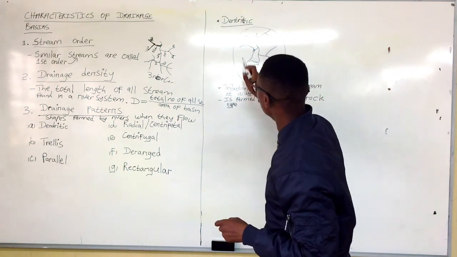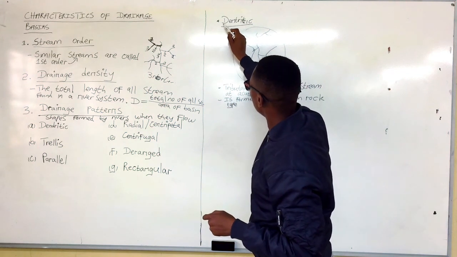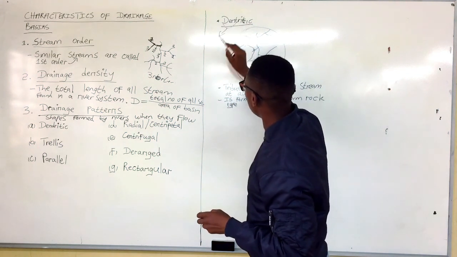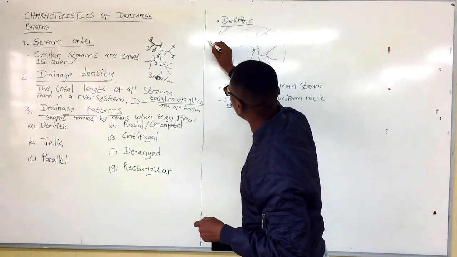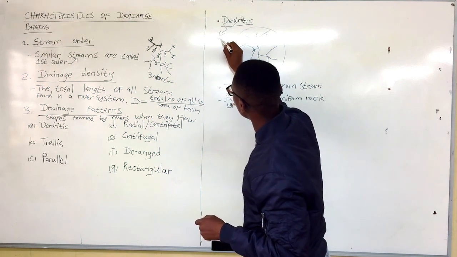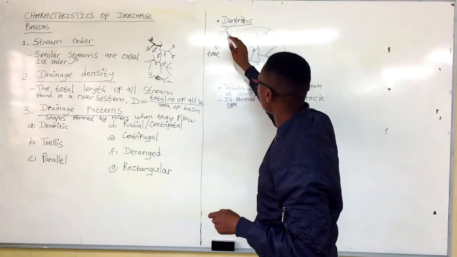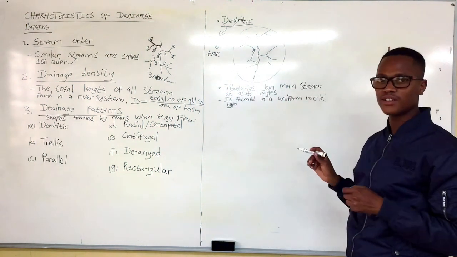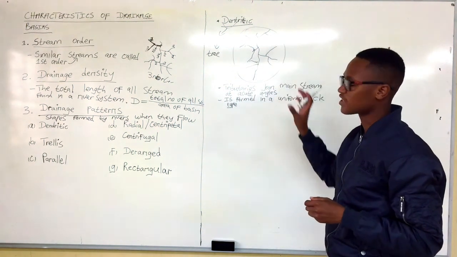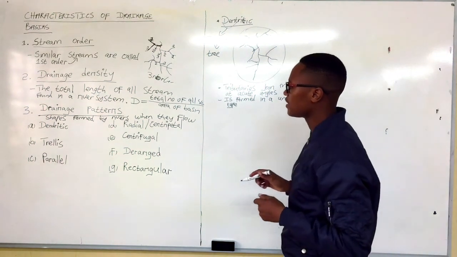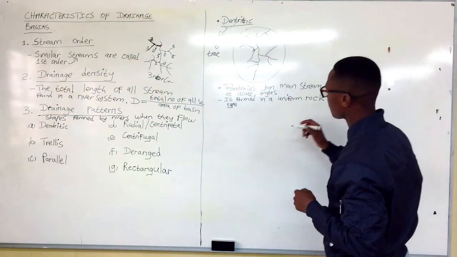The word dendritic comes from dendron. The word dendron means a tree. That's why they say that this drainage pattern looks like a tree. And then another pattern is trellis.